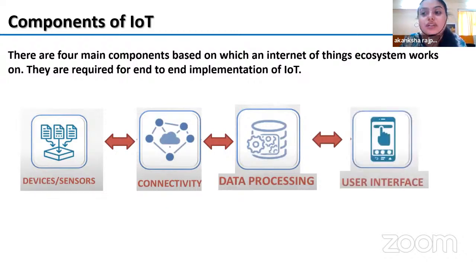After that, the fourth important component is the user interface. In that case, you can use any IoT server, or you can create your own IP address, you can create your own personal apps. So these four are the main important components of IoT.